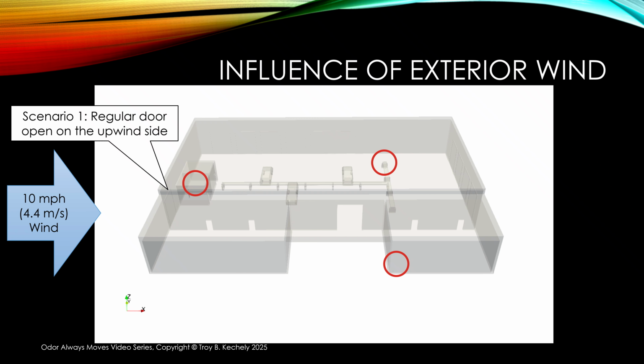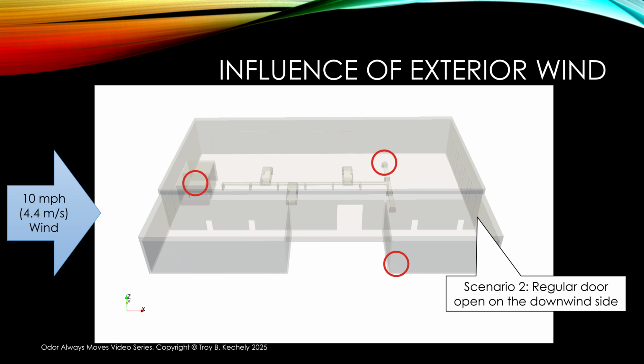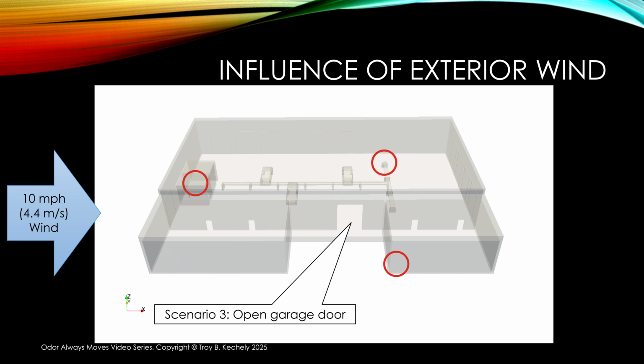So for the first scenario, we're going to look at a regular sized door, but it's opening on the upwind side of the building. And then the second scenario, we're going to look at the exact same thing, a regular sized door, but we're going to look on the downwind side and see what the changes are there. And then the third is a large garage door that's going to be fully open, but it's inside a carport, so it's kind of a non-symmetrical side of the building. And we want to look at how that complicates things, if at all.